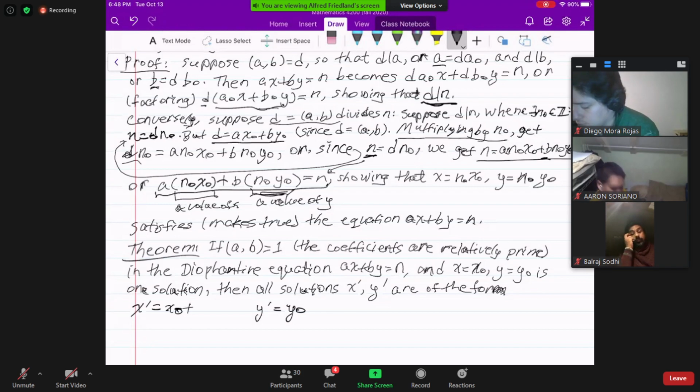x prime is of the form a particular value of x plus k times b, and y prime, I'll move it over, y prime equals a particular value of y minus k times a, for any, right, upside down capital A, for any k in the integers. And remember, for any means for every.